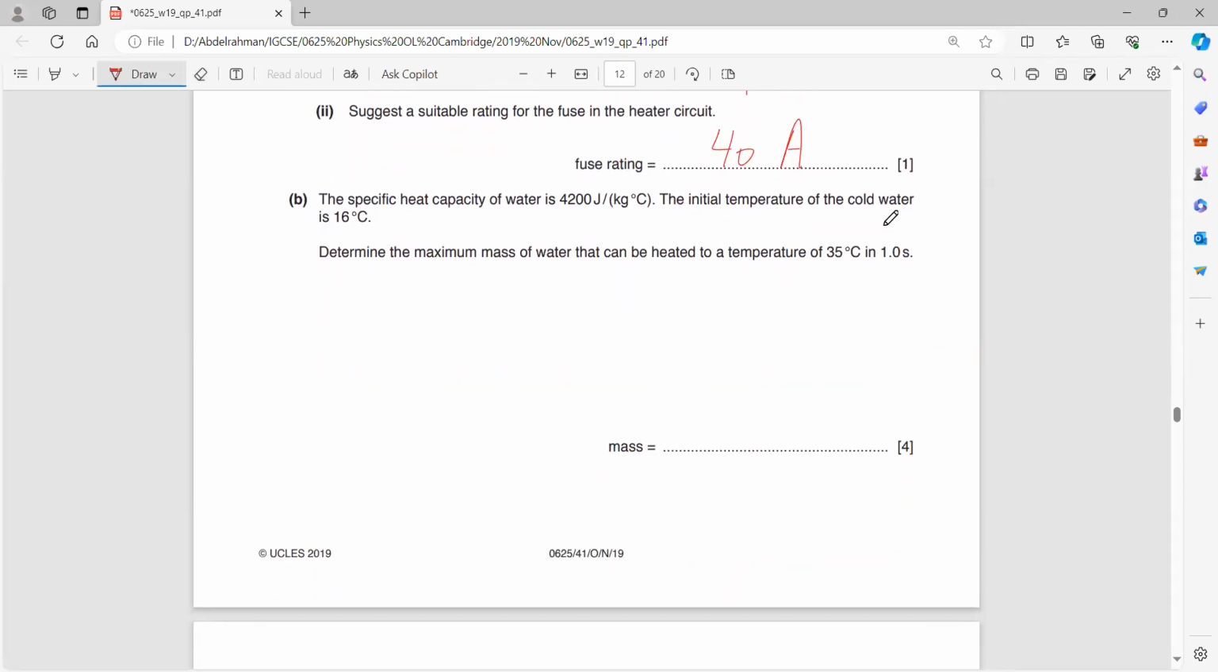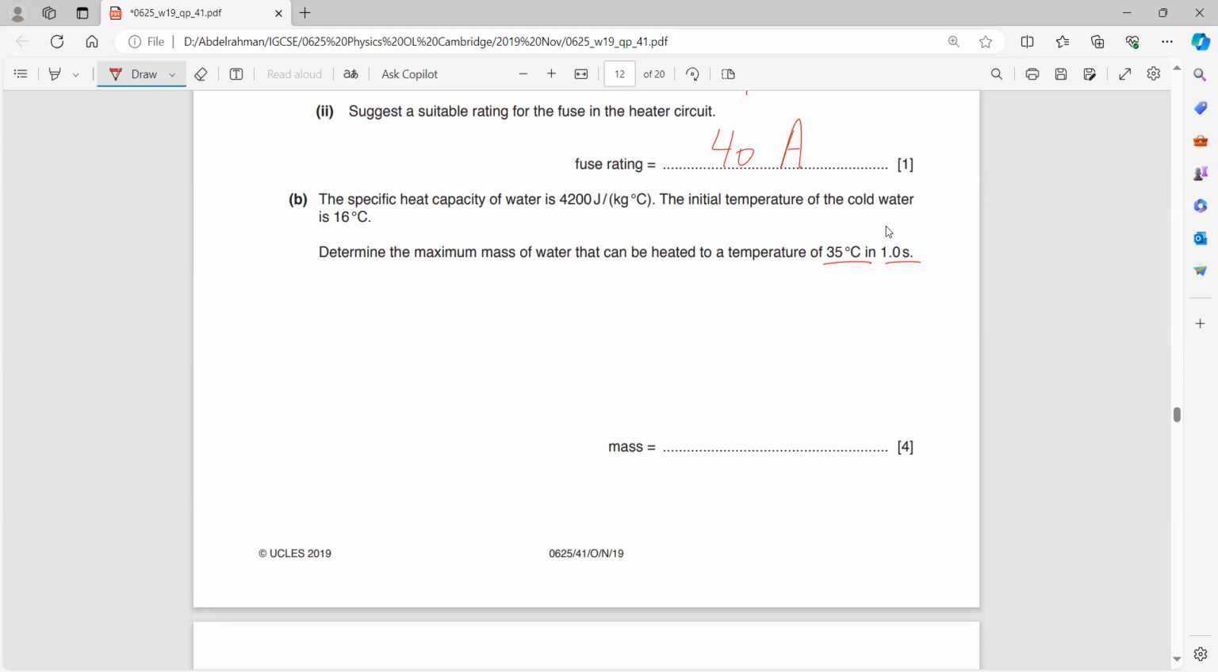The specific heat capacity of water is 4200. The initial temperature is 16. Determine the maximum mass of the water that can be heated to a temperature of 35 degrees Celsius in 1 second. ايه ده؟ سؤال 4 marks. سؤال حلو قوي، سؤال سهل، خلي بالكم سؤال سهل، بس فكروا في كده بالراحة.